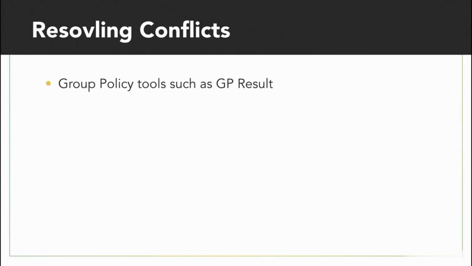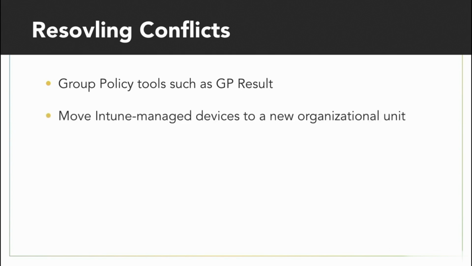When troubleshooting, you should look to isolate devices by moving the ones managed by Intune to a different organizational unit or OU, which does not have group policy settings applied. And finally, you could consider blocking group policy inheritance on OUs that contain devices enrolled in Intune.